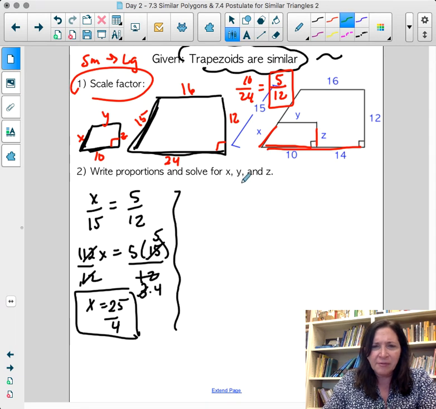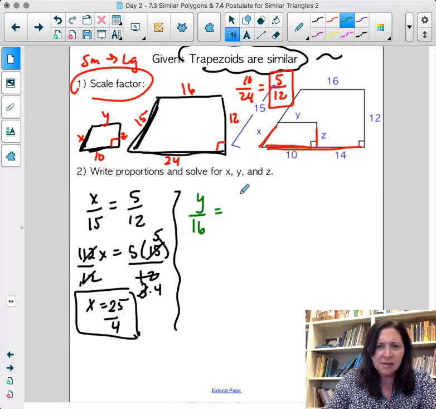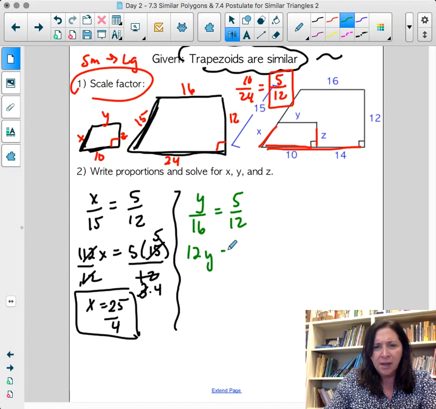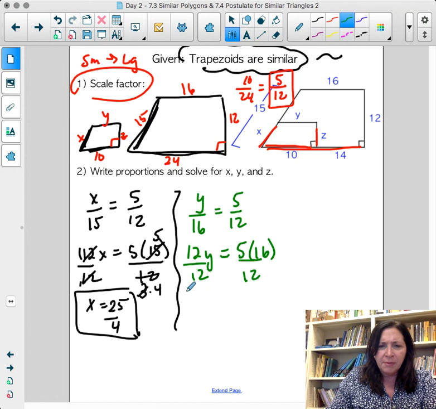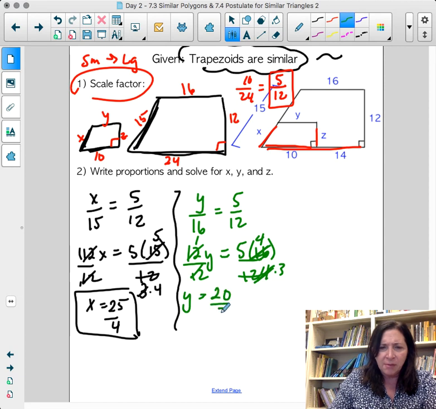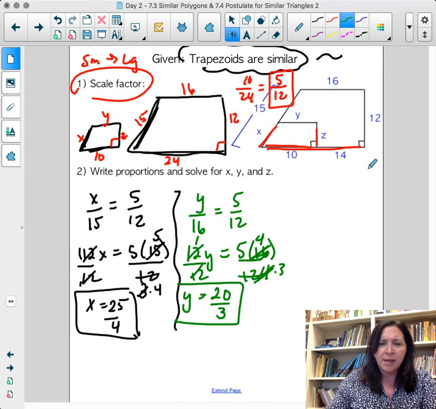The next number I'm going to find is y. So I'm going to say y is to 16 as 5 is to 12. I'm going to cross multiply again. I'm going to get 12y is equal to 5 times 16. I'm going to divide by 12 again. I'm going to get y is equal to, because these cancel and make 1, 12 I'm going to reduce to 4 times 3 again. 4 goes into 16 4 times. So 5 times 4 is 20. So I have 20 divided by 3. So that's what y equals.